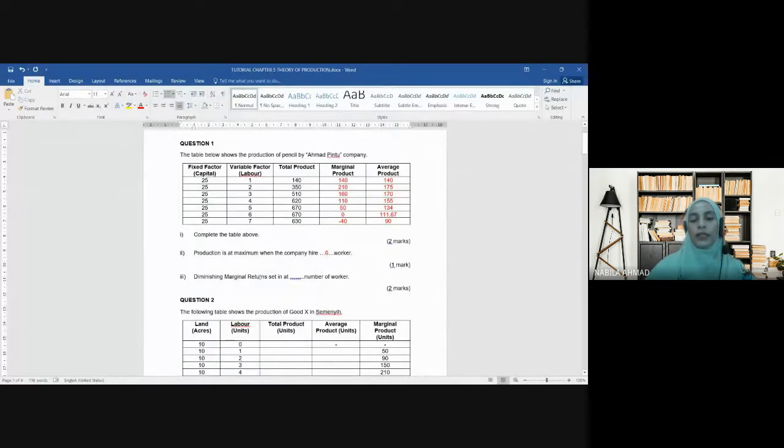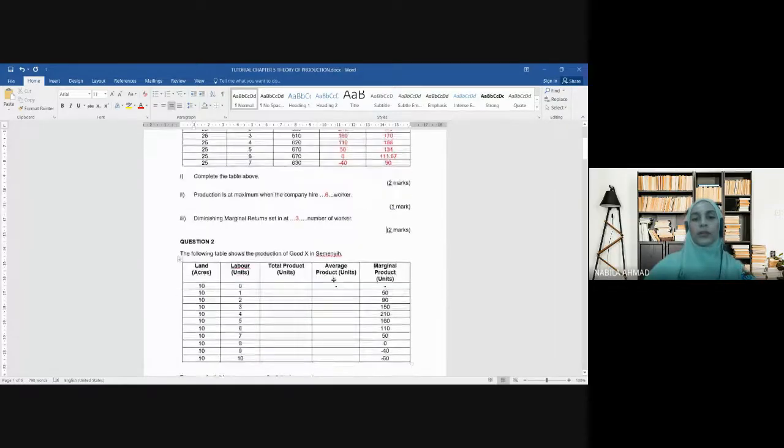Okay, diminishing marginal return sets in at, so diminishing marginal return berlaku di mana? Law of diminishing marginal return berlaku apabila marginal product decline. So kita lihat marginal product. So di manakah bila marginal product tu akan decline? So this one 140 to 210 increases. So okay, 160 dia dah decline. So bila di situ dia start decline, di situlah law of diminishing return berlaku. So labor number 3. Boleh faham?